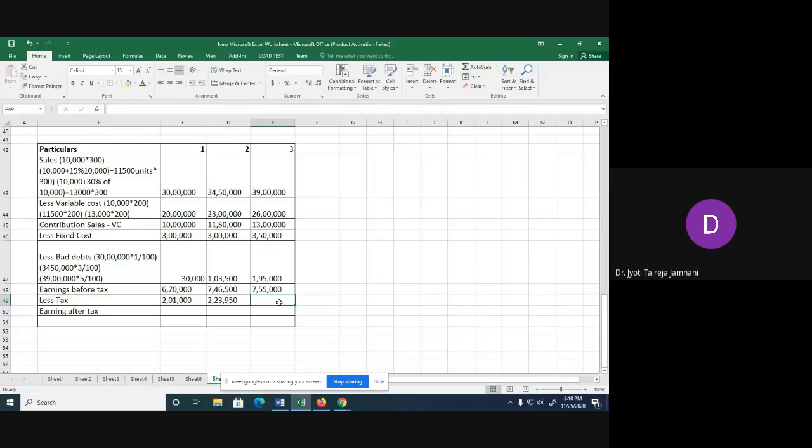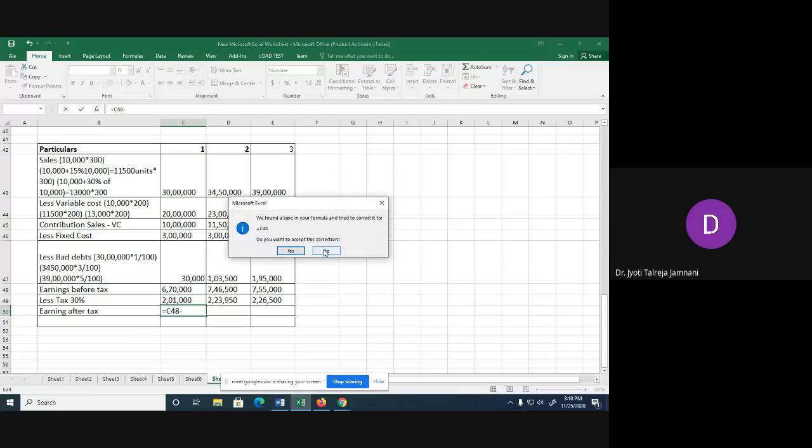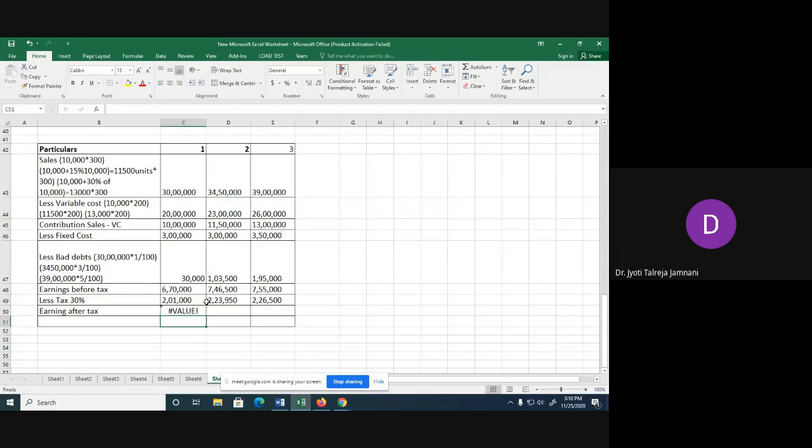And in the third case, 7,55,000, 2 lakh 26,500. So we will minus. So here we'll write less tax, 30%. So after you minus, you will get the earning after tax. Let's just minus it on the calci only. 4,69,000.